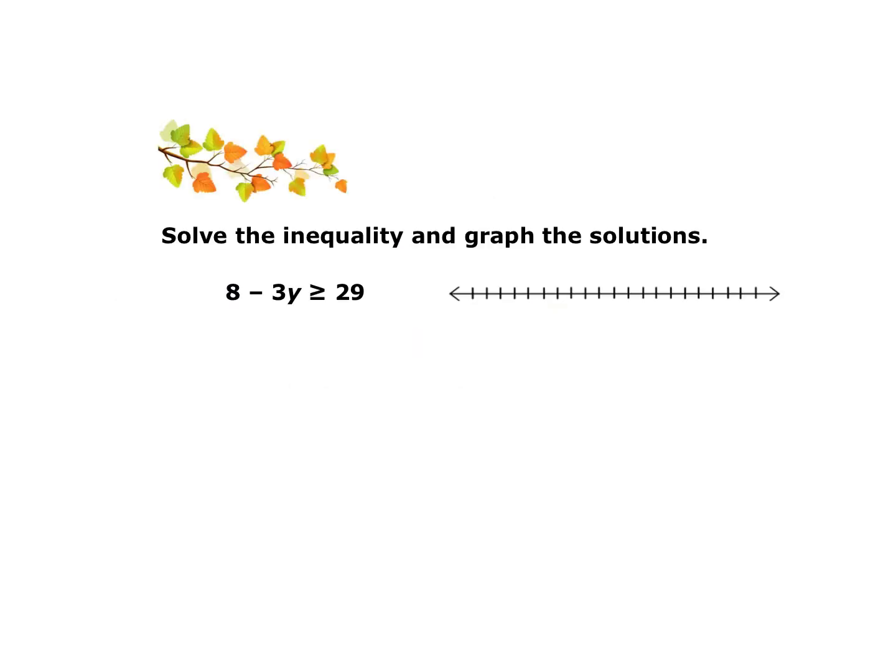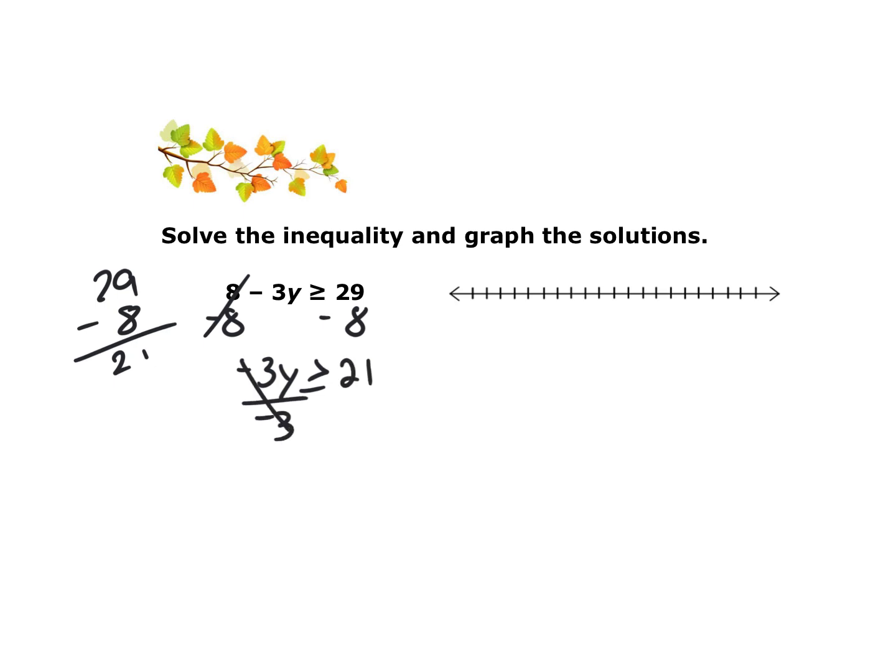So to solve this one, I'm going to subtract the 8 on both sides. Now 29 minus 8 is 21. So we get negative 3y is greater than or equal to 21. I'm going to divide by negative 3. And because I am dividing by a negative, the sign is going to flip from greater than or equal to less than or equal to. And then 21 divided by negative 3 is negative 7.